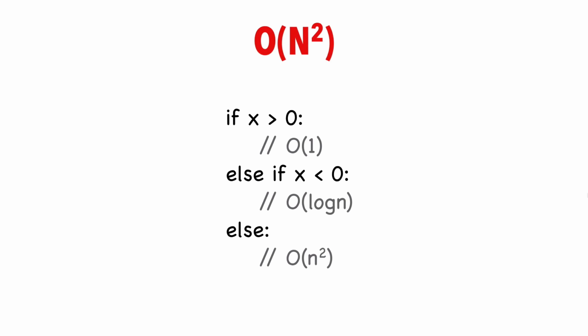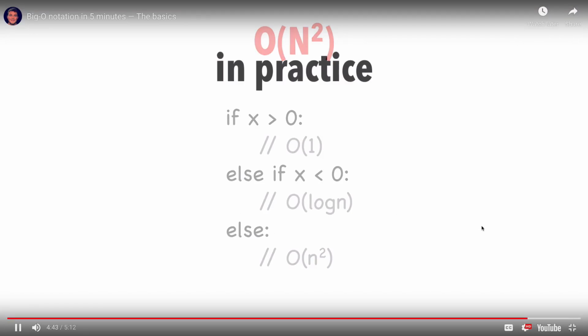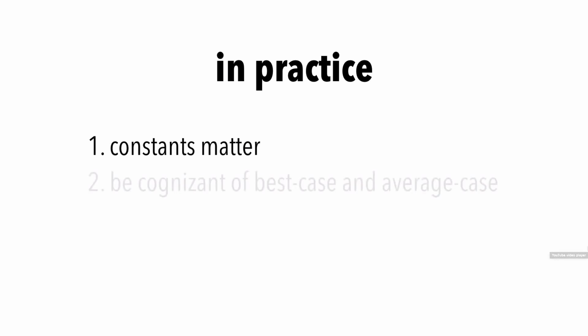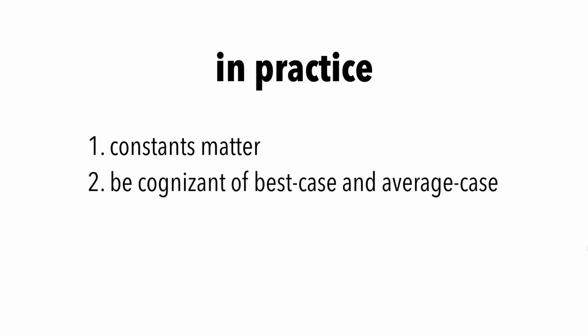That gives you an understanding of big O notation. Let's wrap up by talking about the real world. When you're coding your algorithm, please realize that constants absolutely do matter. A lot of situations have small input sizes, so a constant of 2 or 3 could matter a lot. Lastly, for the same reason, be cognizant of best and average case. This may be more applicable for your algorithm.